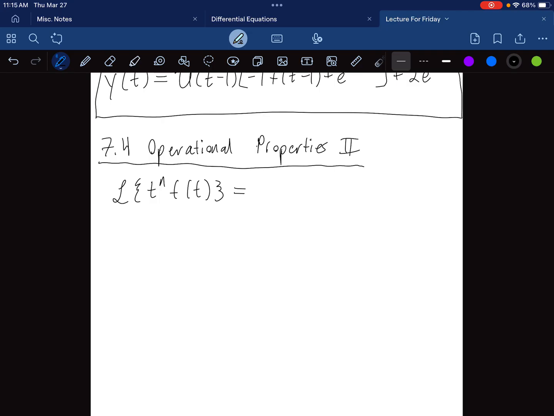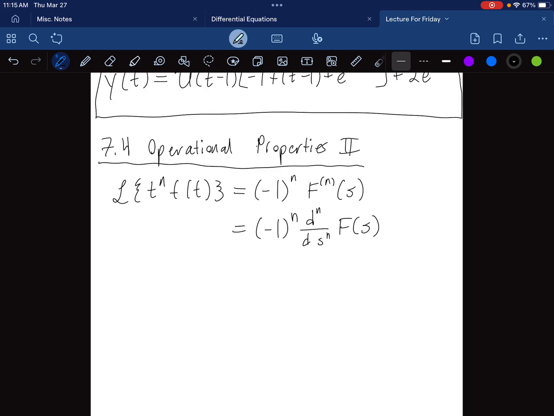This is going to equal -1 to that same n times the nth derivative of s, right? This is the same as -1 to the n times d to the n over ds to the n of F of s. So it's the nth derivative, right?